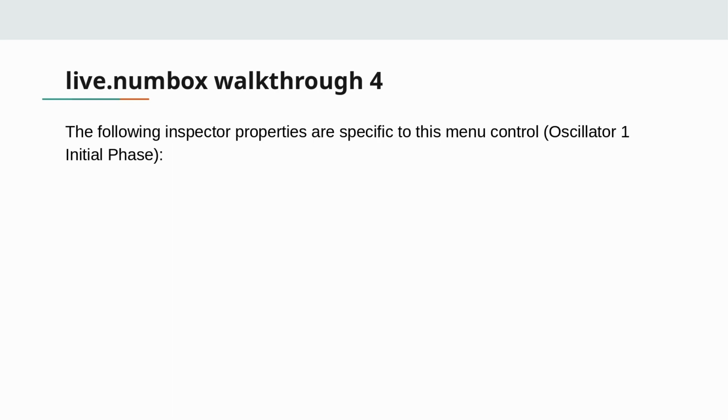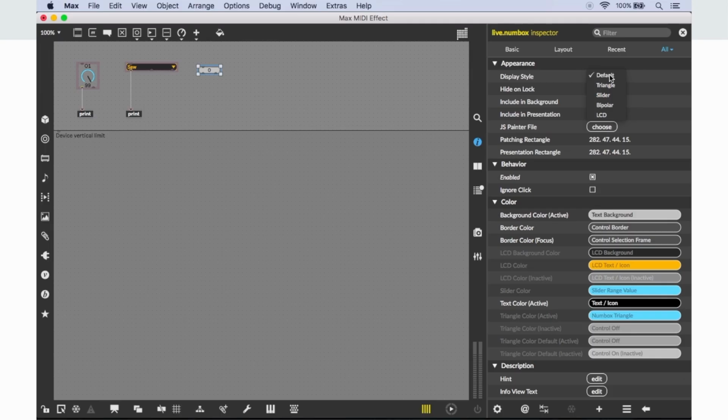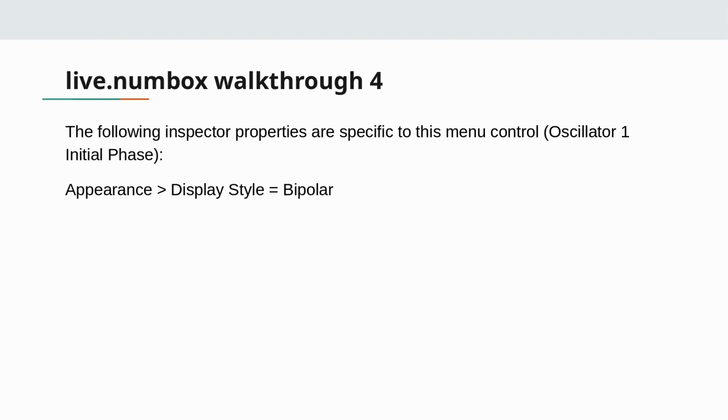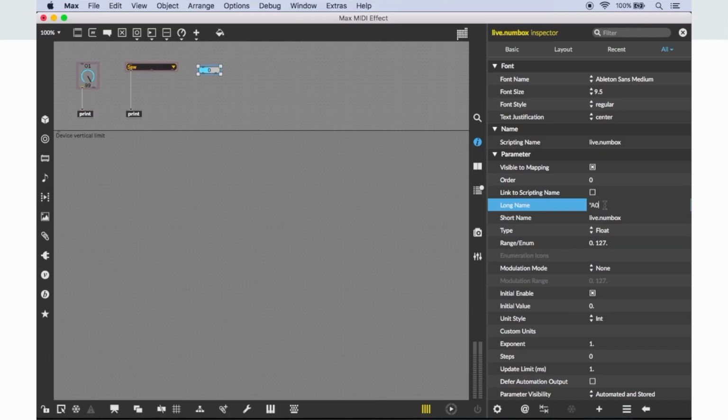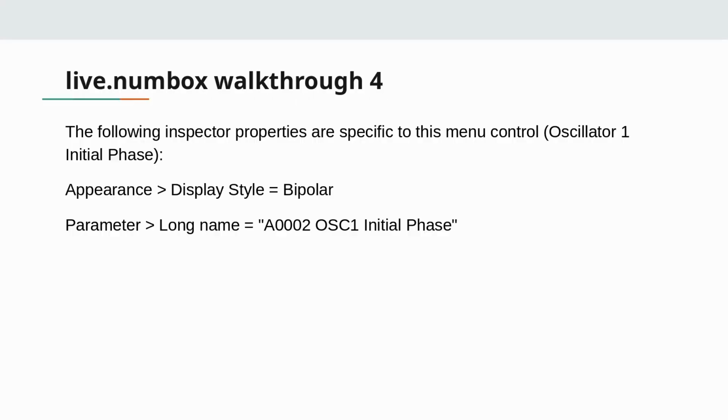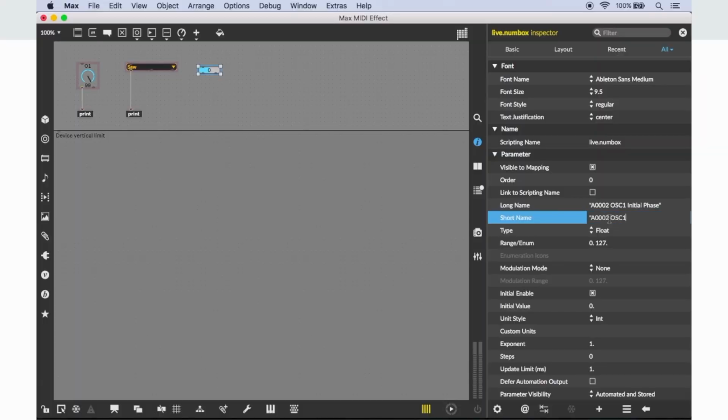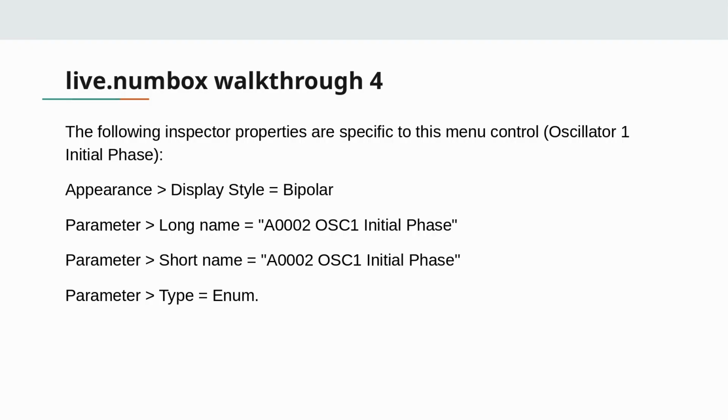The following inspector properties are specific to this numbox control, oscillator1 initial phase. Display style: bipolar. Long name: A2 oscillator1 initial phase. Short name: A2 oscillator1 initial phase. Parameter type: enum. Parameter range: enum.